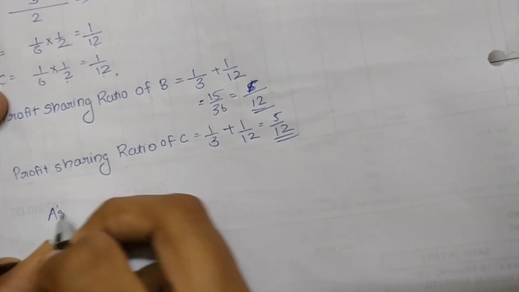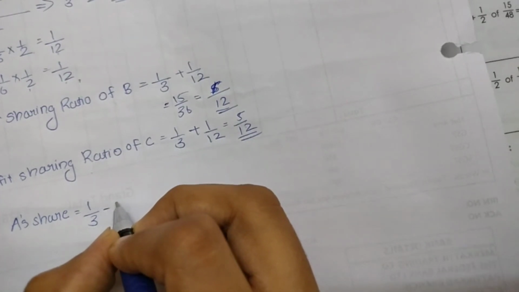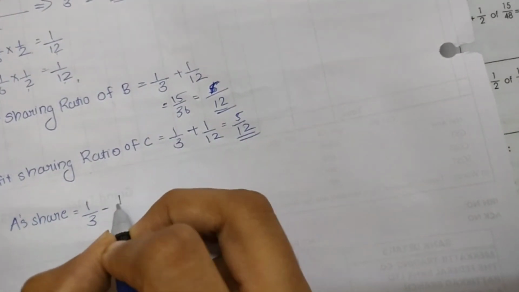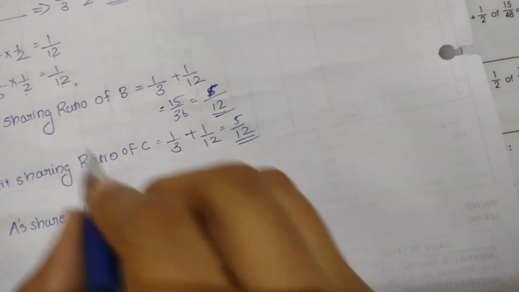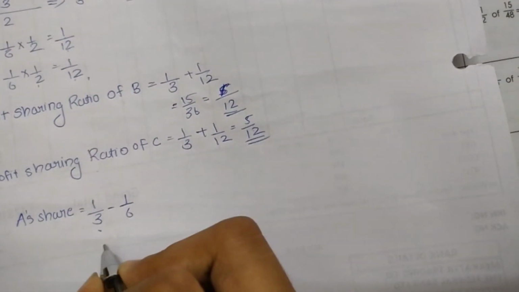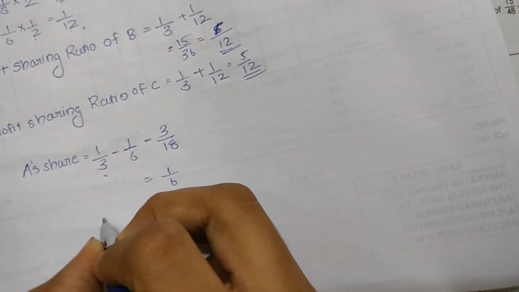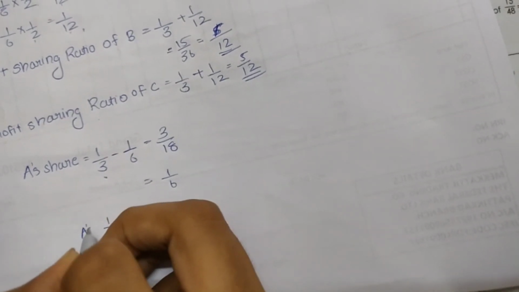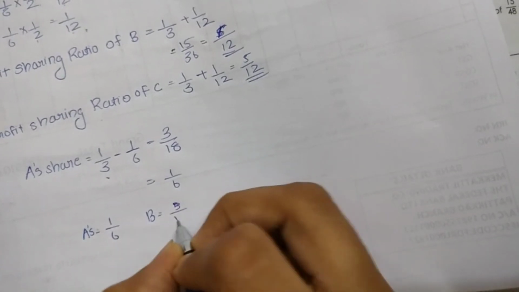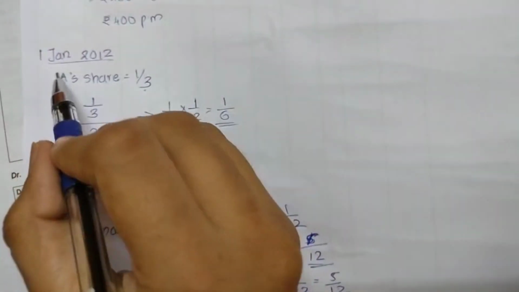So A's share was 1 by 3 and he gave 1 by 6 of this, that is half of this 1 by 3, to B and C. So when we calculated half, we got 1 by 6 is the half of 1 by 3, and we have to subtract this half from this 1 by 3. So let's cross multiply again and we'll get 3 by 18, which can also be written as 1 by 6. So when we are writing the profit sharing ratio, 1 by 6 is A's share, B's is 5 by 12 and C's is 5 by 12. So this is their current share now, that is their profit sharing ratio on 1st January 2012.